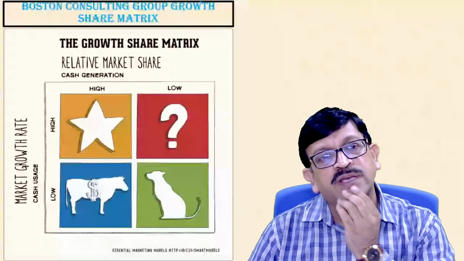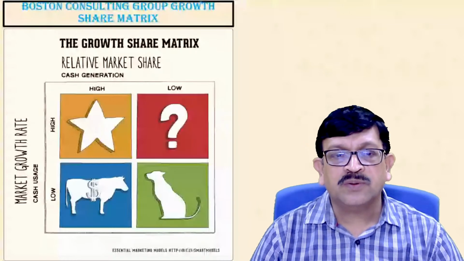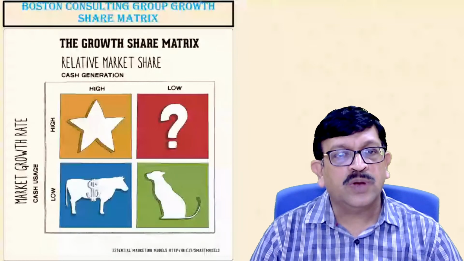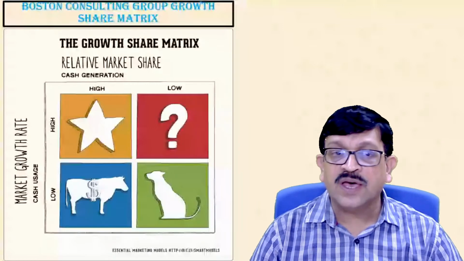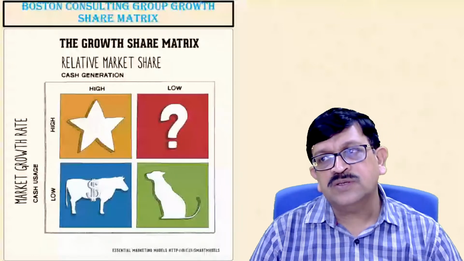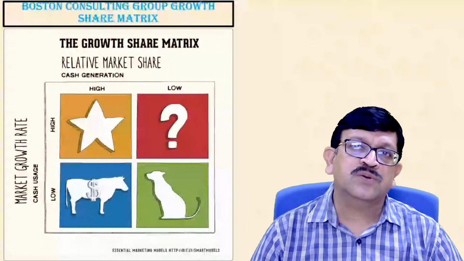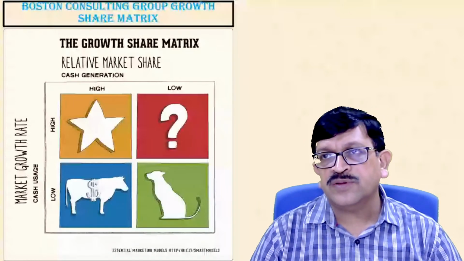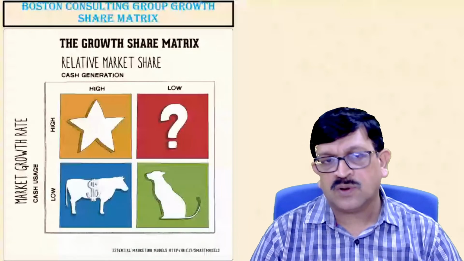Going to the dog stage, the dog basically has low market usage as well as low market share. It is not a very desirable position to find your products in, because it indicates that the product is not only losing market share but is also not finding enough competition, or even the market growth rate is also not there.